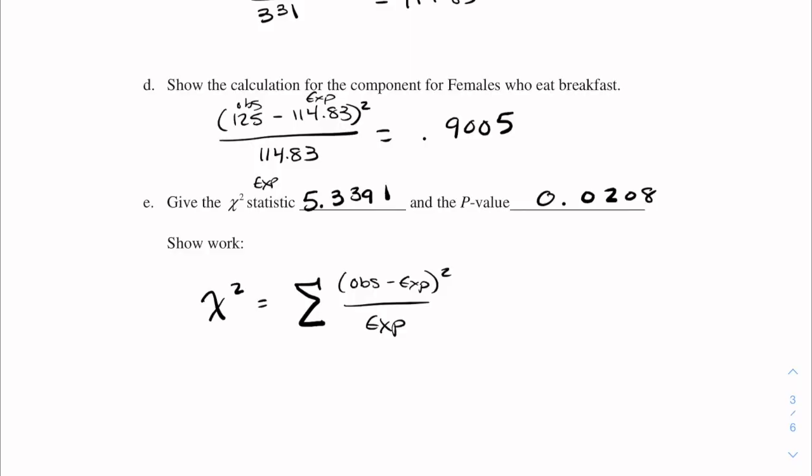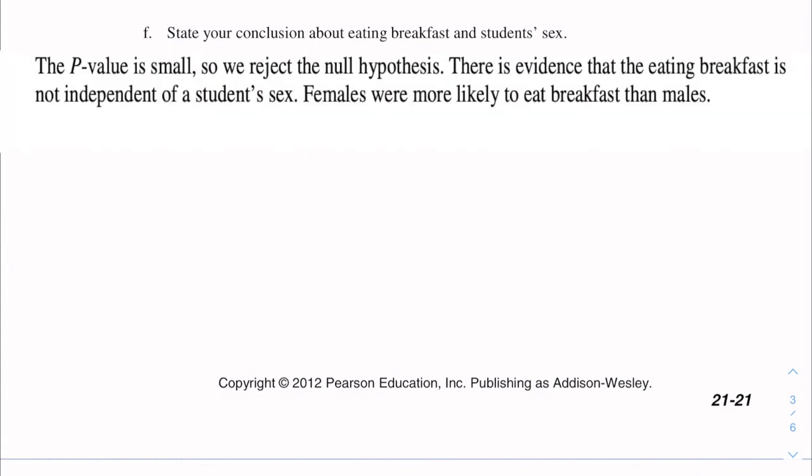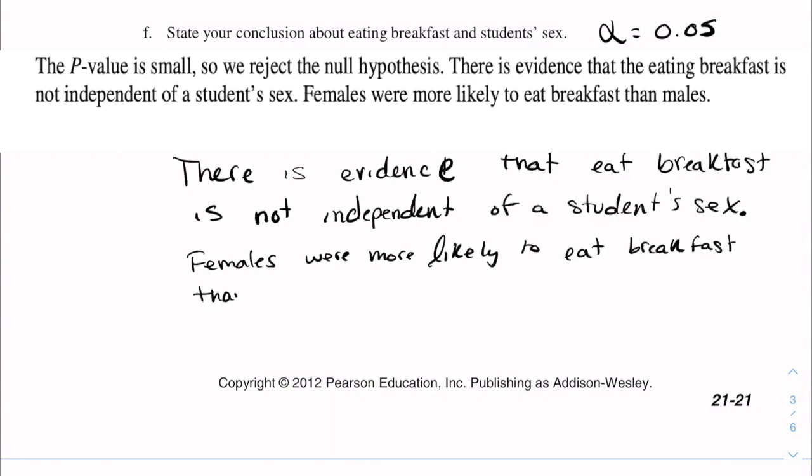So now we are asked to make a conclusion. Because the p-value is so small, if we look at our standard alpha level or significance level of 0.05, 0.02 is definitely less than 0.05. So we reject the null hypothesis. There is evidence that eating breakfast is not independent of students' sex. Females were more likely to eat breakfast than males.